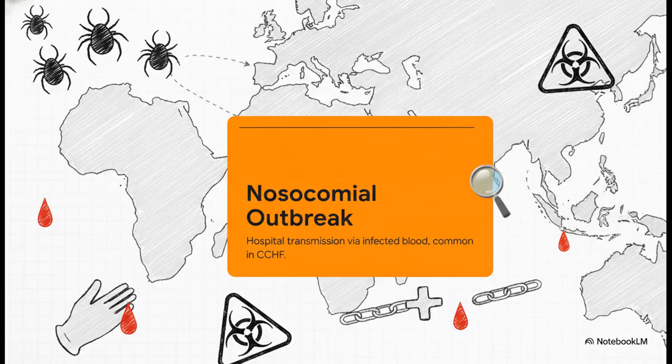Now, here's a critical concept for corporate crisis response: nosocomial outbreaks. That simply means hospital-based transmission. Crimean-Congo hemorrhagic fever, or CCHF, which is prevalent in Africa, Asia, and emerging in Europe, frequently spreads exactly this way. So it's not just a threat from tick bites out in the field, it requires rigorous barrier nursing because it spreads so rapidly via infected blood inside healthcare facilities. As you can imagine, this severely complicates local treatment and your medical evacuation logistics.